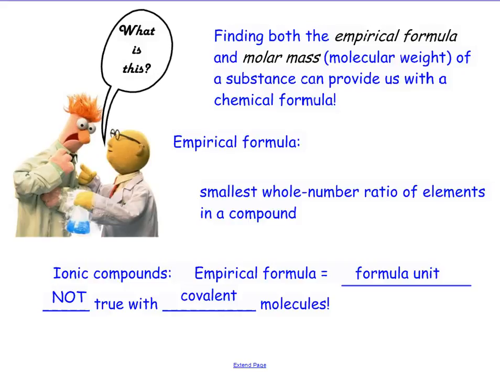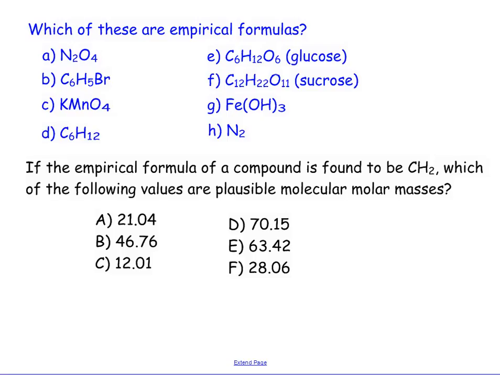Covalent molecules, on the other hand, have actual molecules. So the empirical formula and the actual formula could be very different. If we can find the empirical formula through experimentation, and we can find the molar mass through a different experiment, we can find the chemical formula. Now, before we decide whether or not something's an empirical formula, we have to look at the chemical formula. So let's start with A.